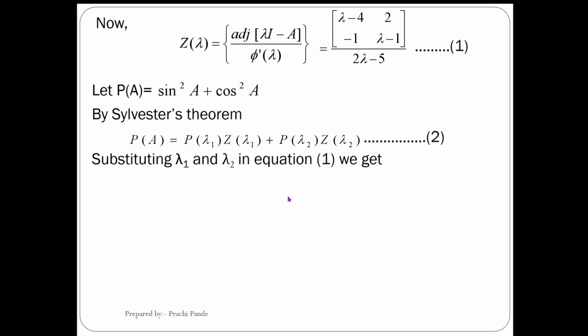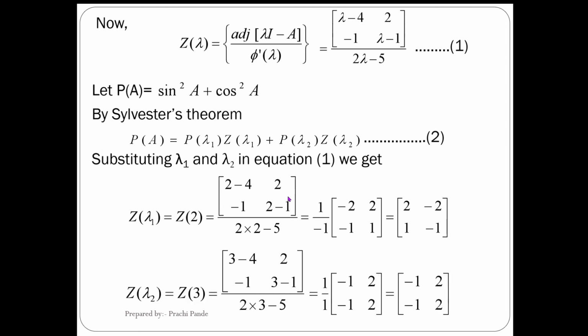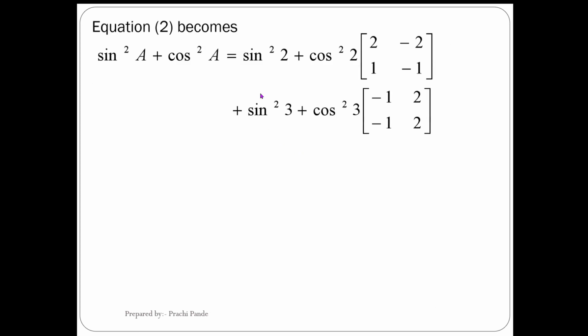Substituting lambda 1 and lambda 2 in equation number 1, we get z of 2, that is z of lambda 1, and z of 3, that is z of lambda 2, and substitute all these values in equation number 2. So the left hand side of 2 is sin square A plus cos square A, that is P of A. It is equal to P of lambda 1, which is sin square 2 plus cos square 2, times z of lambda 1, plus sin square 3 plus cos square 3 times z of lambda 2.